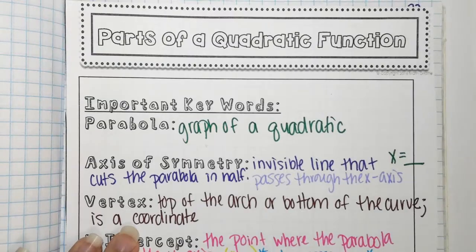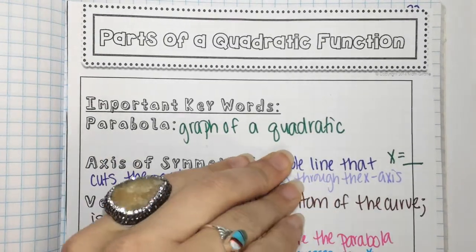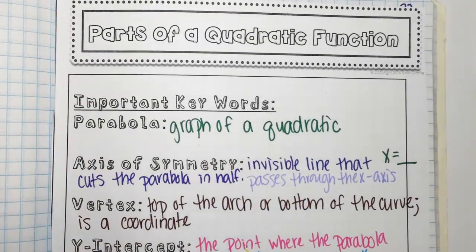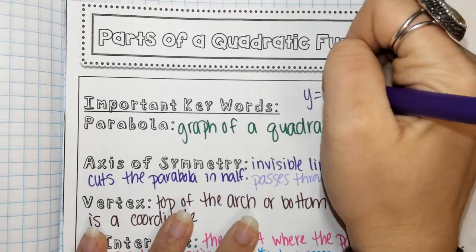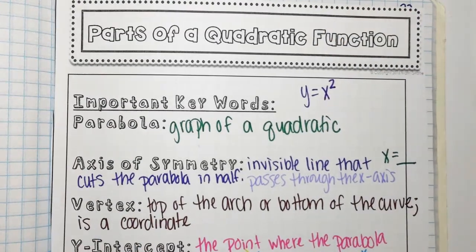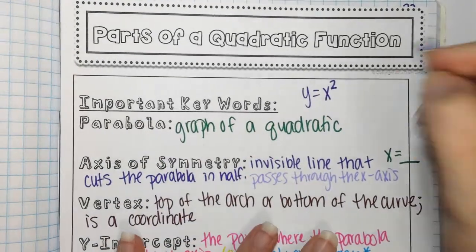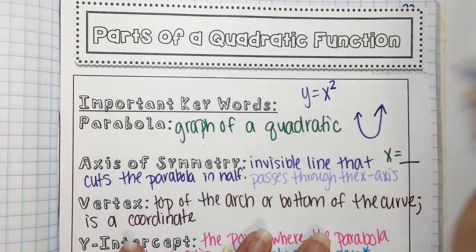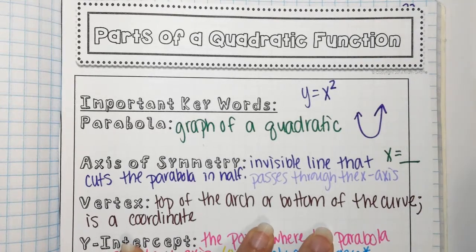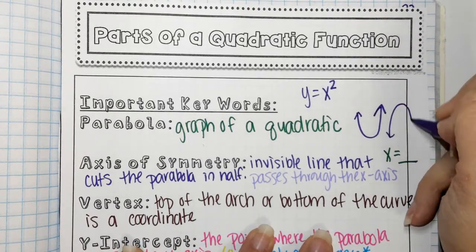All right. So a parabola is the graph of a quadratic. And remember, a quadratic is when y equals x squared. That's a quadratic. A parabola is the graph of it, and it looks like this. Or it can look like what? The mountain. Good.